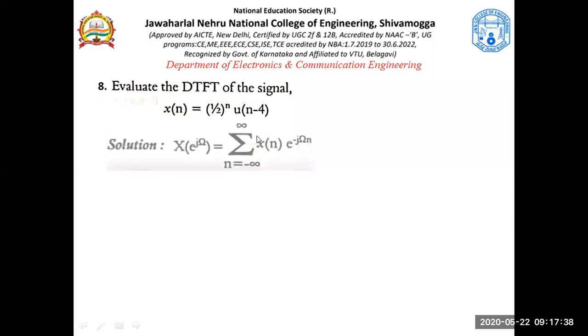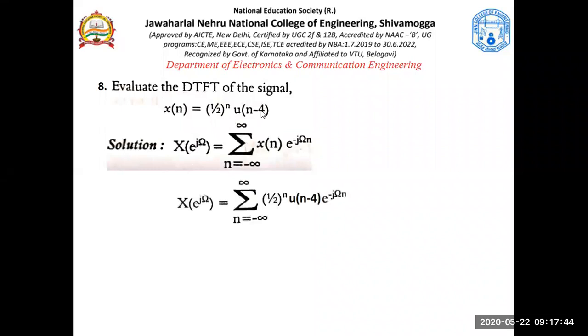Okay, so the same formula for the DTFT. Just substitute this signal in place of x of n. Fine. Now see here, this is 4 to infinity. Why is it 4 to infinity? Because u of n minus 4 ranges from plus 4 to infinity.